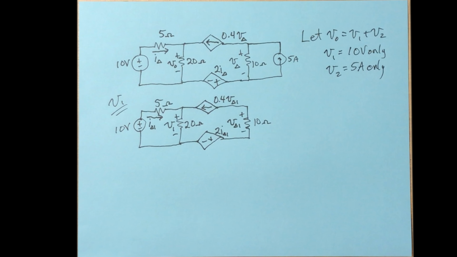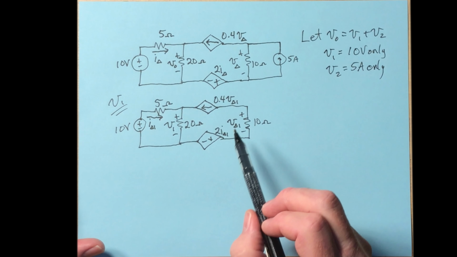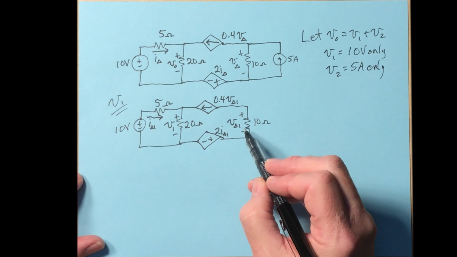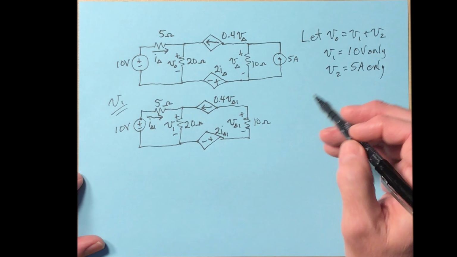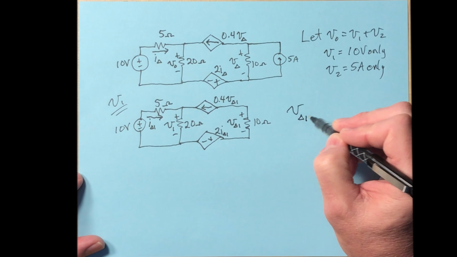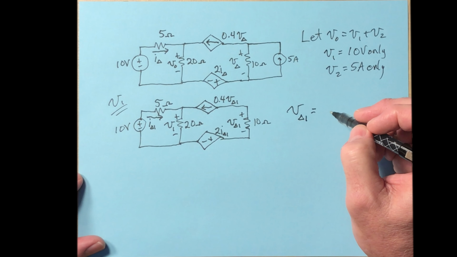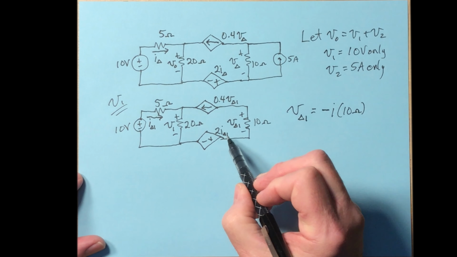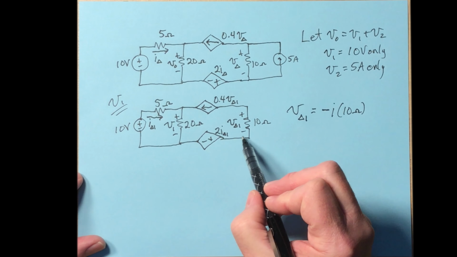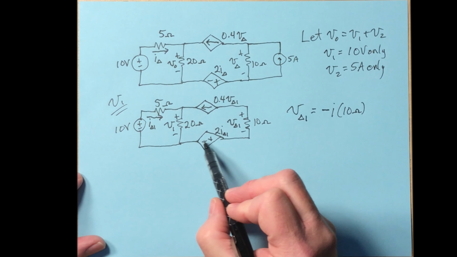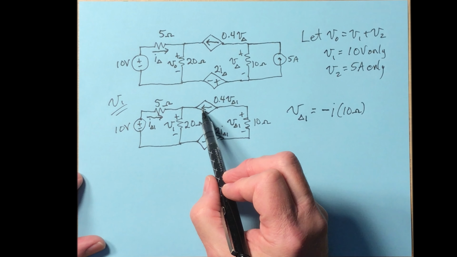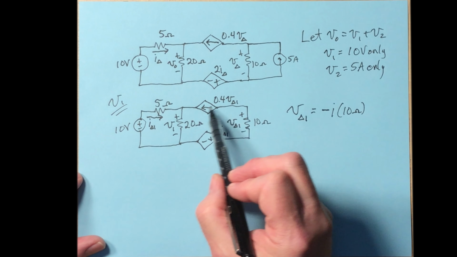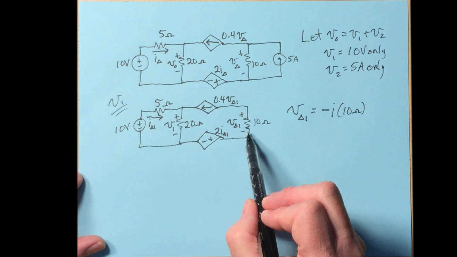It may be that you don't always see what you're supposed to do, and maybe you just need to play around with the circuit a little while to figure things out. I do notice that if I use Ohm's law here, then V delta 1 is equal to minus I for 10 ohms. So if I imagine the current, and this section here, this branch, is going to have all the same current. What is that current going to be? It's going to be 0.4 V delta 1. So that's the current through this branch.